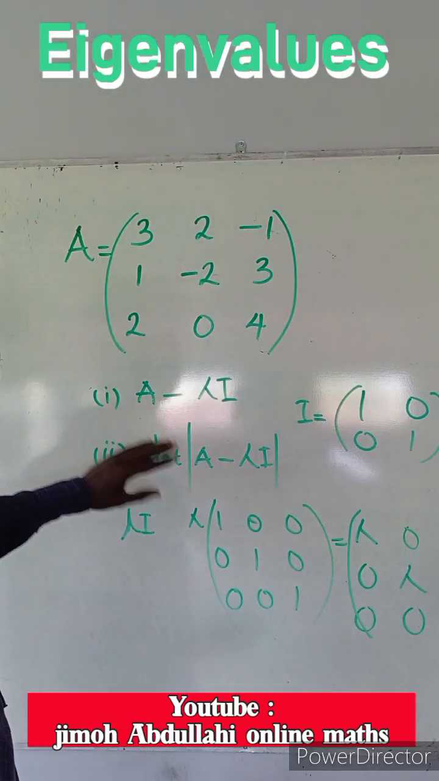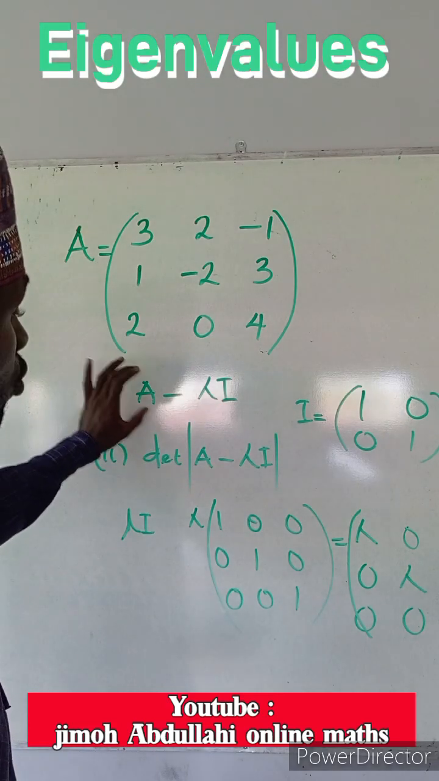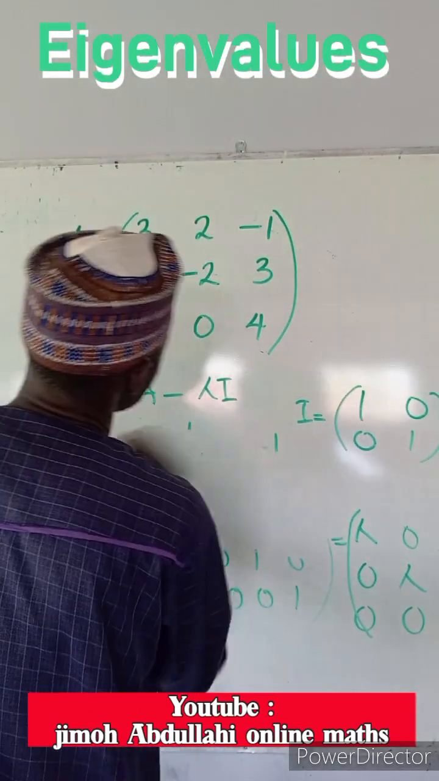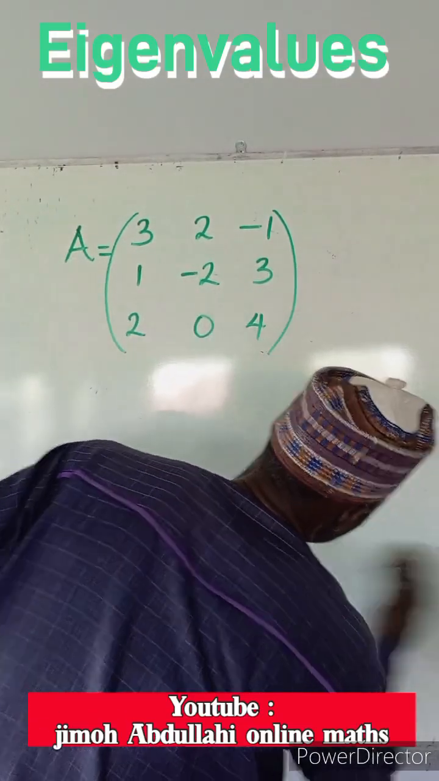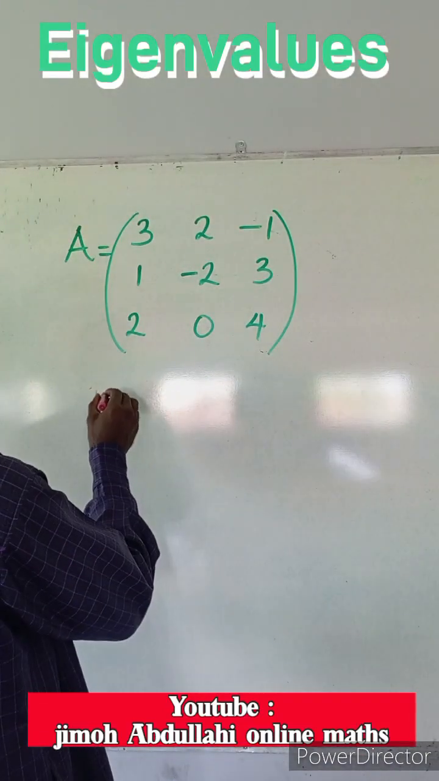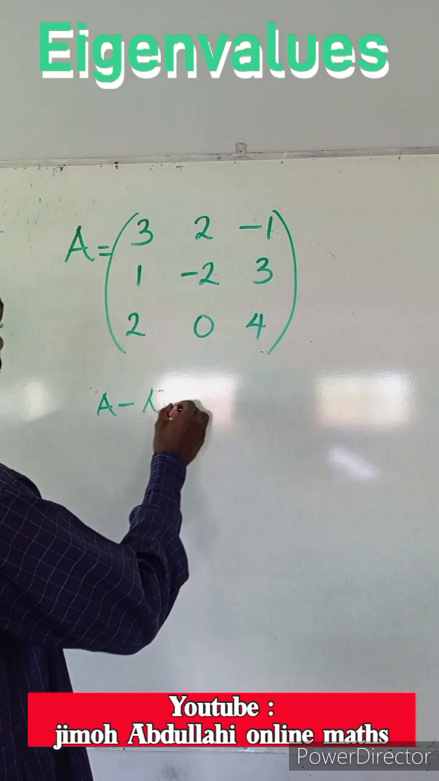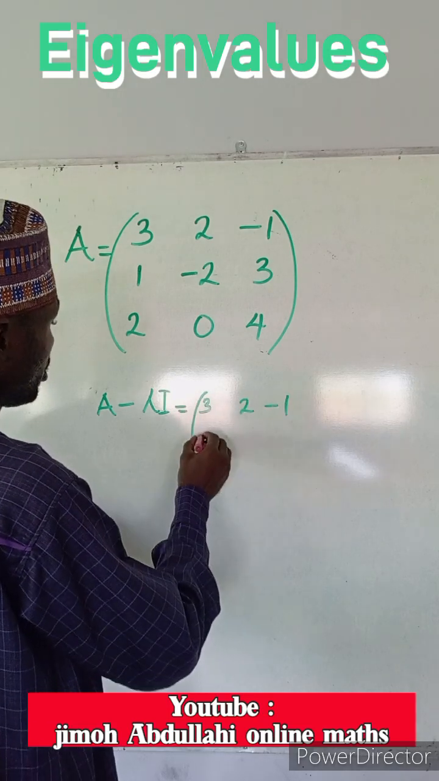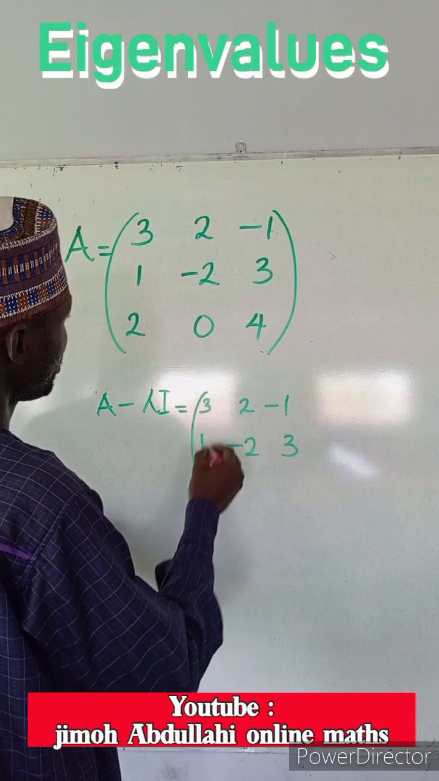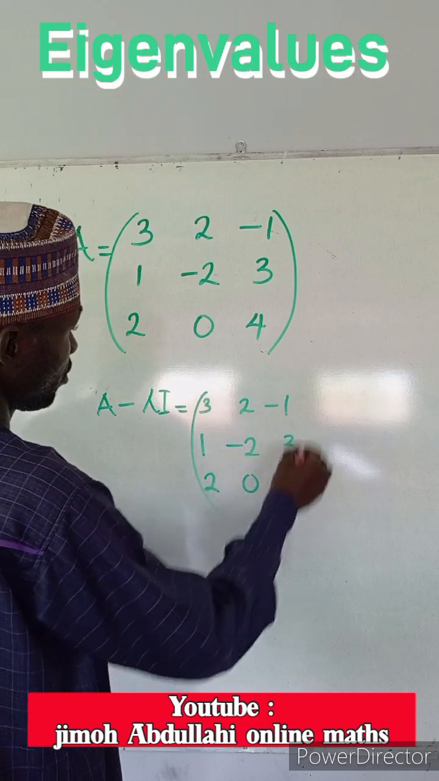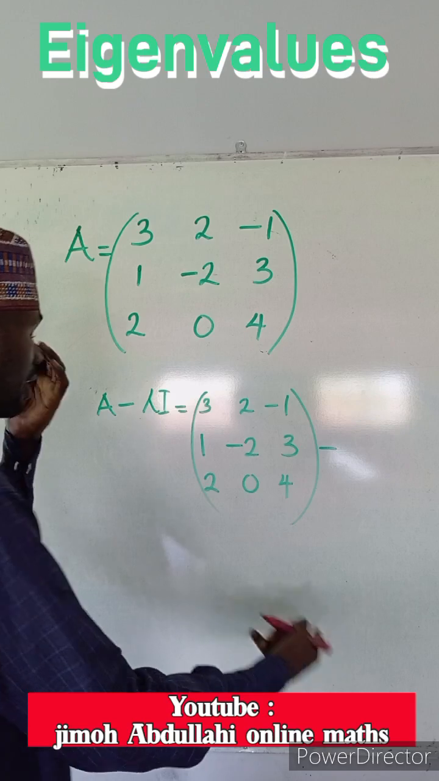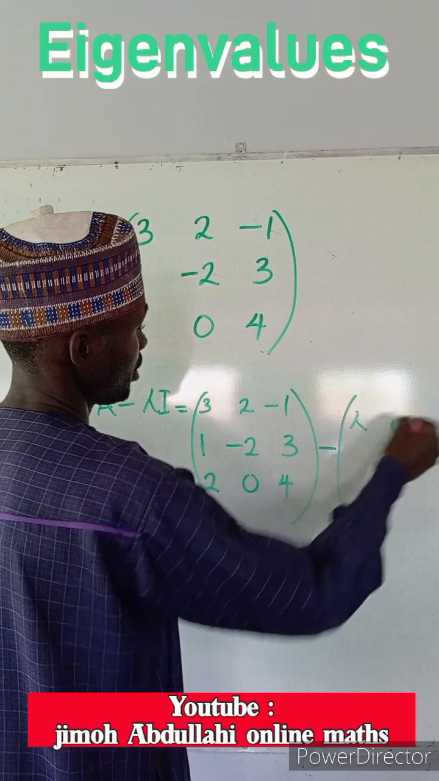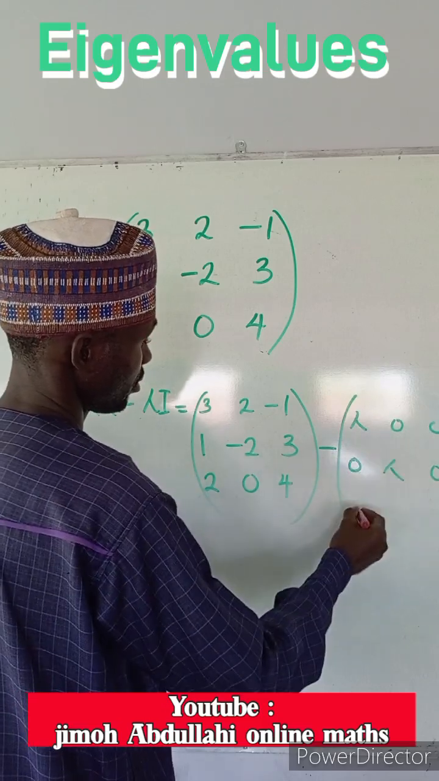So now what we are going to do is we are going to use this formula. That is, we are going to subtract this answer from this one right here. So that will give us A minus lambda I. So our A is already here. That is 3, 2 minus 1, 1 minus 2, 3, 2, 0 and 4, minus the lambda unit matrix that we have. That will be lambda 0, 0, 0, lambda 0, 0, 0.